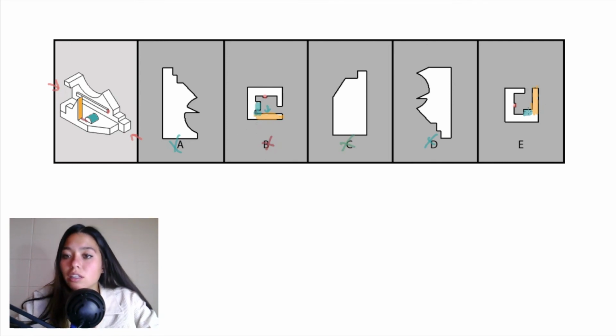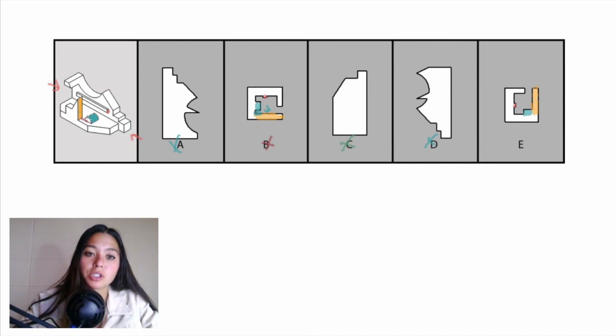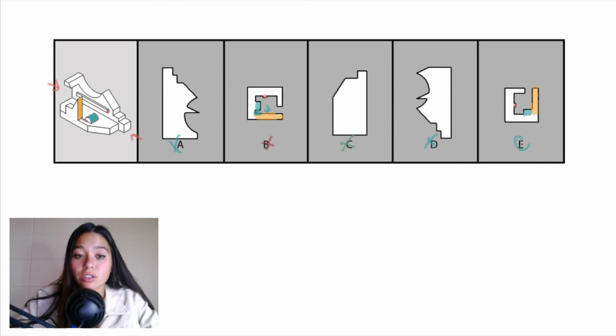Here in E, you can see how that teal piece is flush with that yellow piece. As we have in our object, there's an overlap between the two of them, so we don't have a gap between them like we had here in B. So answer choice E is correct.